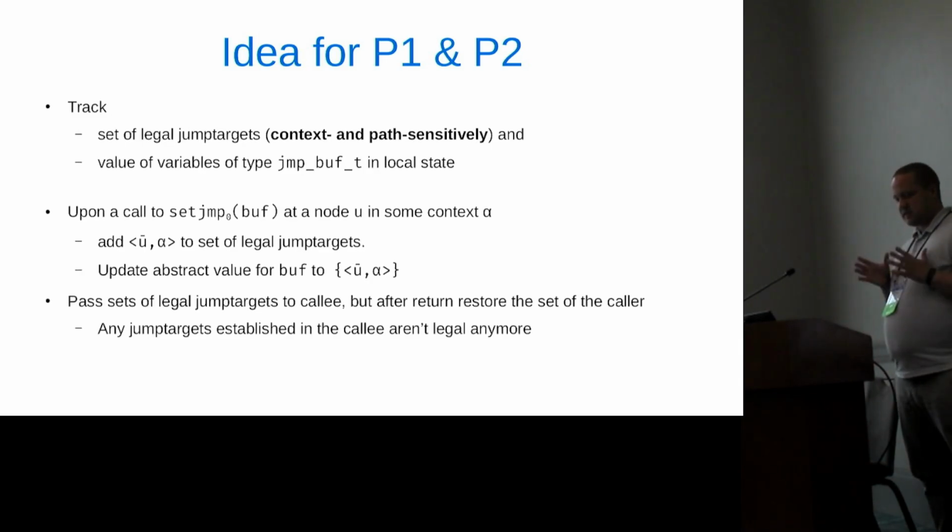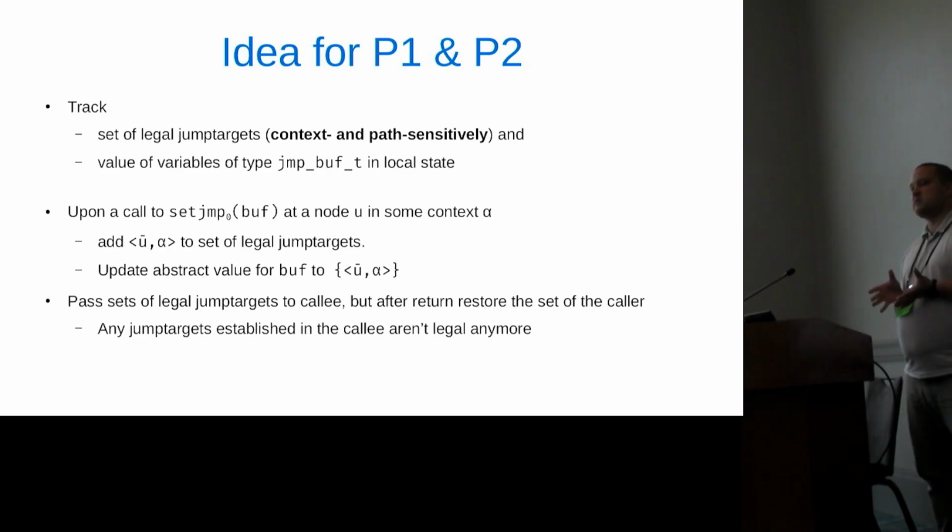Then this set of legal jump targets, I pass it to the callee, because the callee could jump back to any of the set jumps that I have installed as the caller. However, after the return, I restore the set of the caller, because for any of the jump targets that have been installed by the callee, the corresponding function has now returned, so they can no longer be validly jumped to.